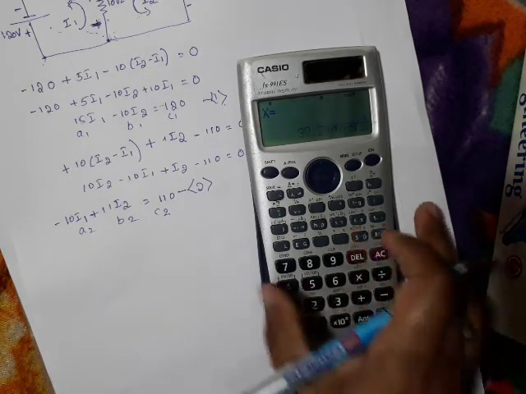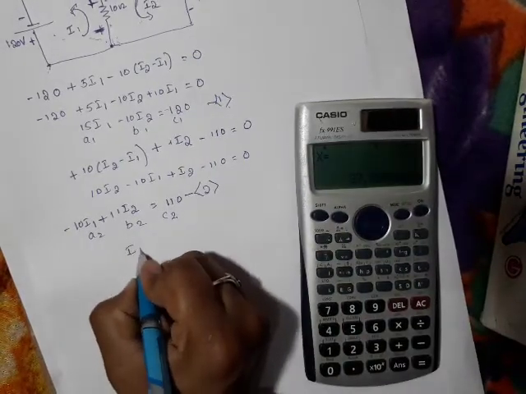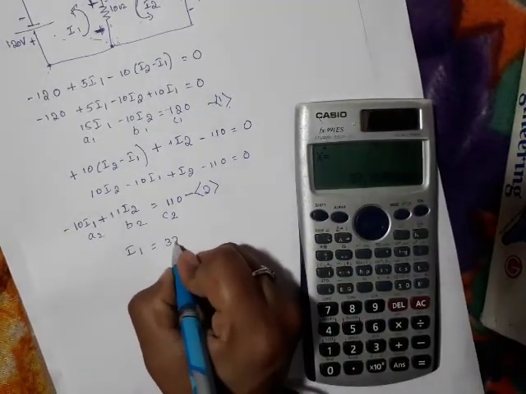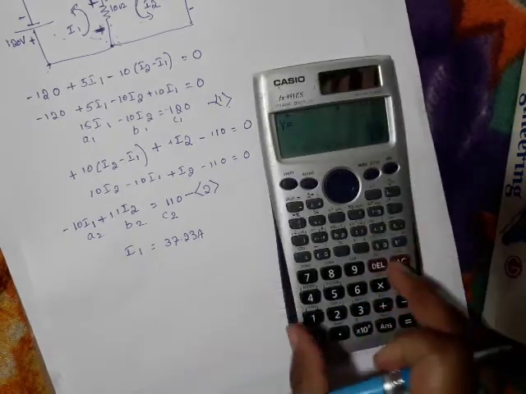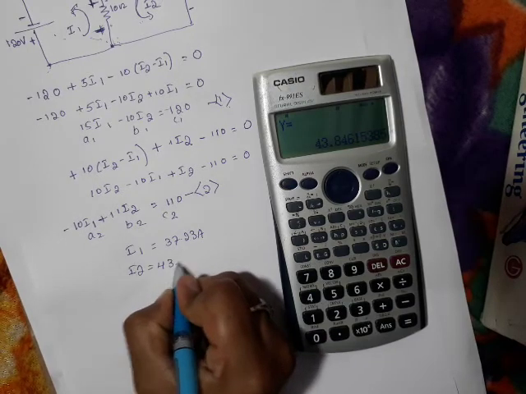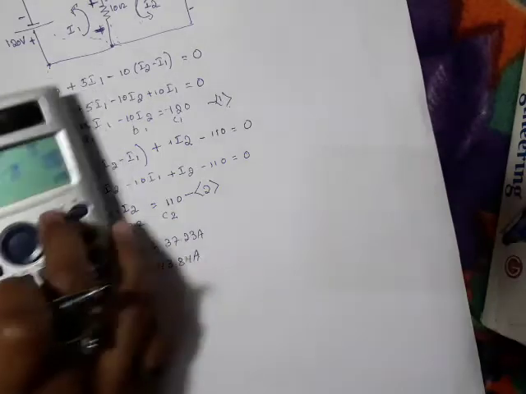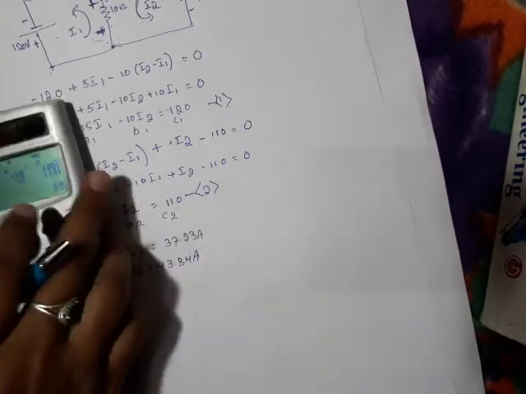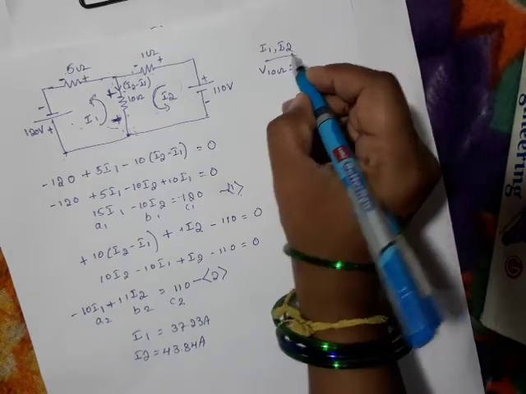How much are we getting? I1 is equal to 37.23 amperes. I2 is equal to 43.84 amperes. We are done with the first part of the question. We found I1 and I2.